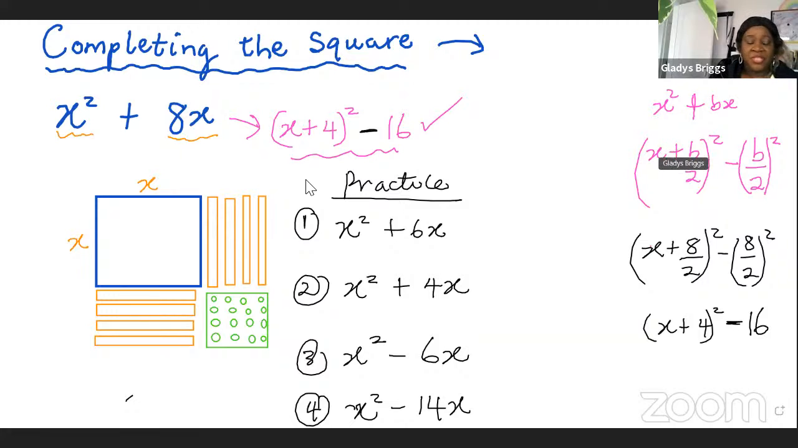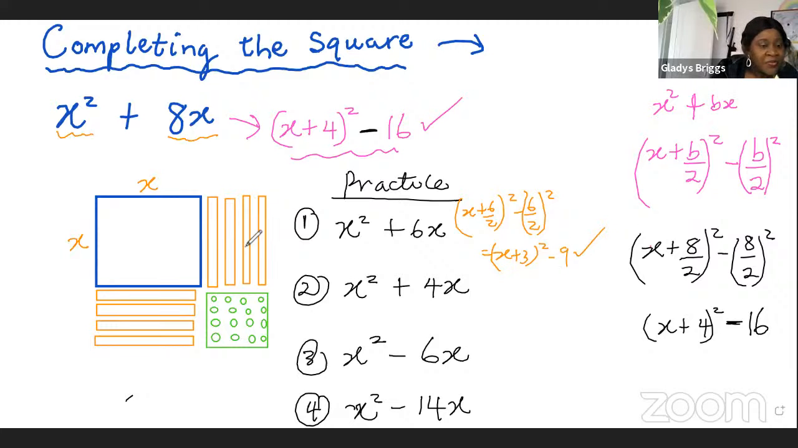Okay, so with the first one, you should have, let's see, B is equal to 6 here. So you should have x plus 6 over 2 squared minus 6 over 2 squared. And that should give you x plus 3 squared minus 3 squared, which is 9. So those of you who got that one right, well done to you. Number 1, well done.